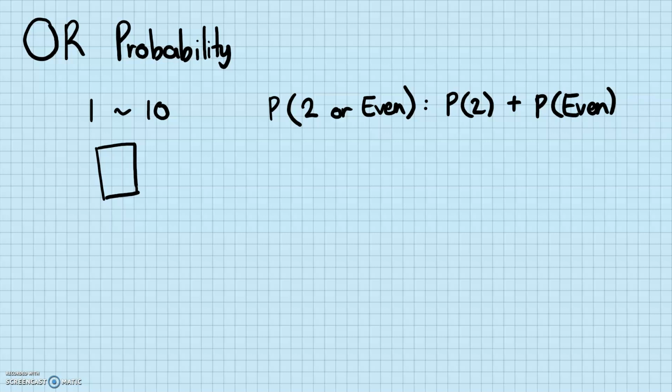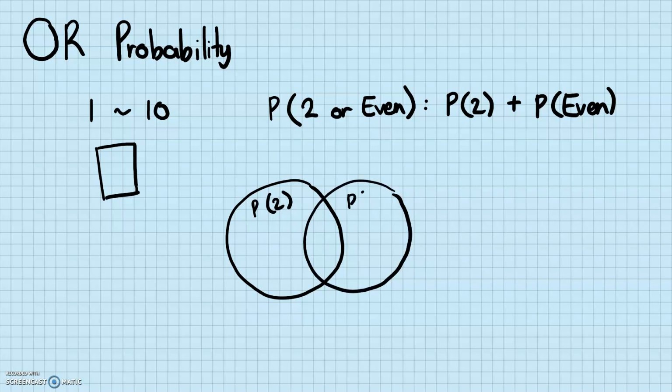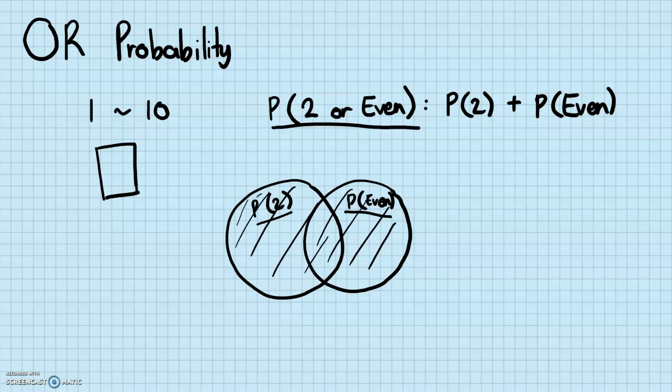I think it's easiest if I show you a Venn diagram. Say this one is the probability of picking a 2, and this one is the probability of picking an even number. When you want to find the probability of picking a 2 or the probability of picking an even number, you just want the combination of these two circles, right? That's what we mean here.